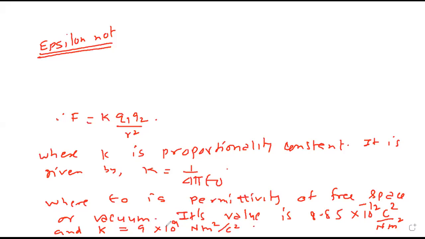This value will depend upon unit. If I change to another unit, this will change. In SI unit, K is 9 into 10 raised to 9 Newton meter square per Coulomb square. Everybody has followed this?